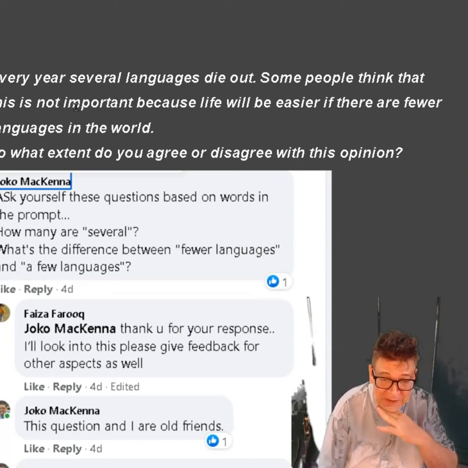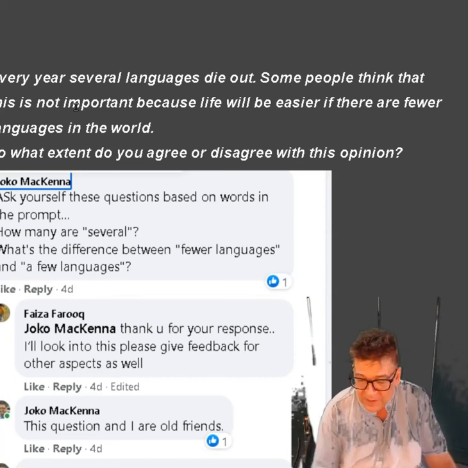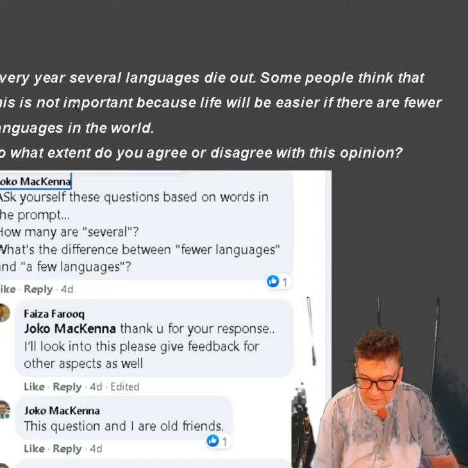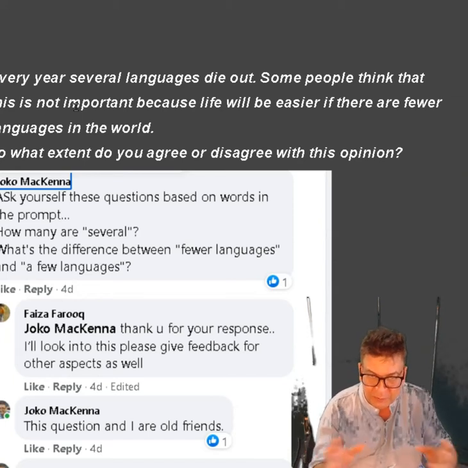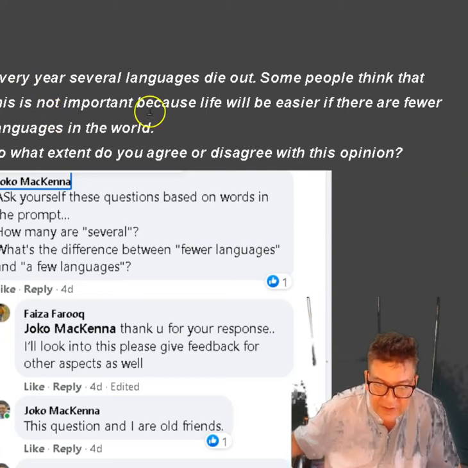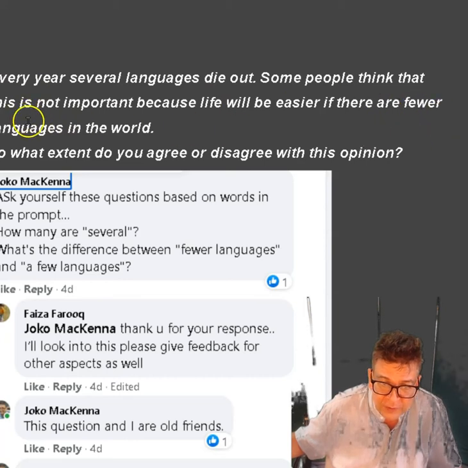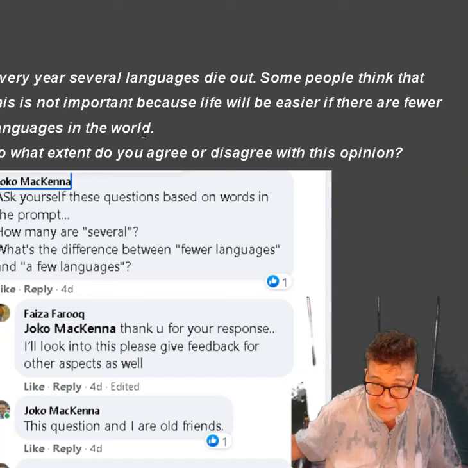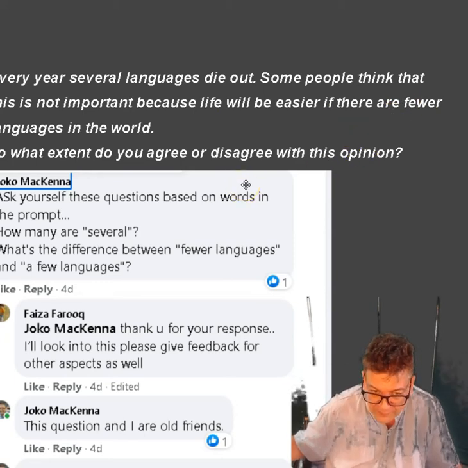Okay? So, several means more than two, probably more than a few. But a few is also more than two and less than a lot. Several is a little bit more than a few, but they're almost synonyms. And so this language here, where it says, life will be easier if there are fewer languages in the world. A few means 4 or 5. Fewer just means less than there are. Okay? This is an adjective. A few is a noun, or a quantifier.